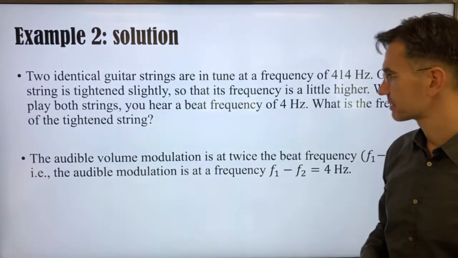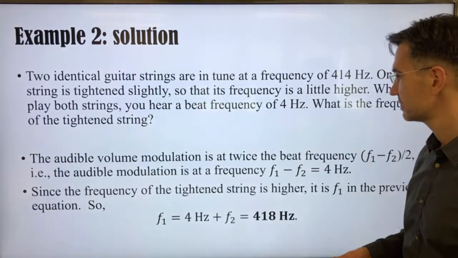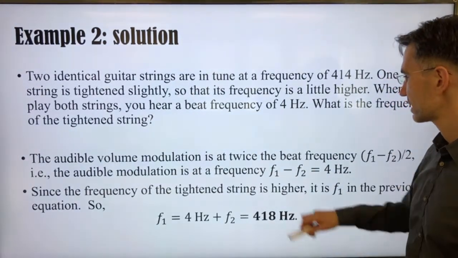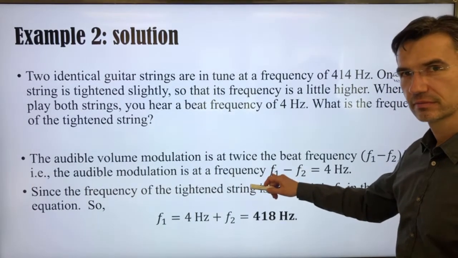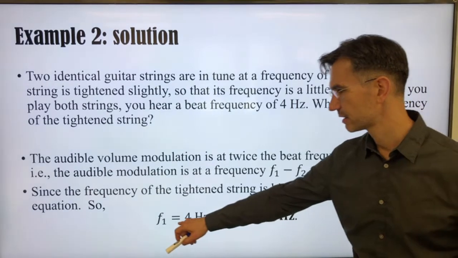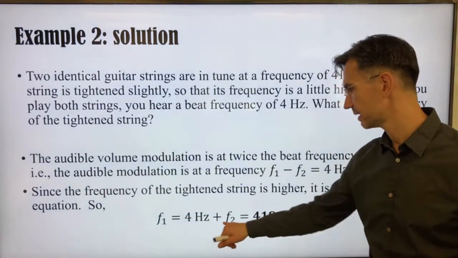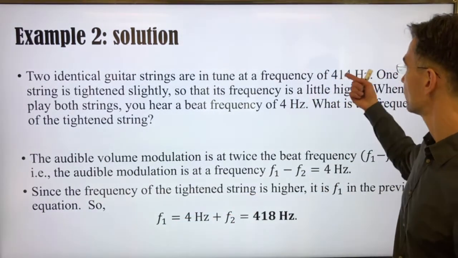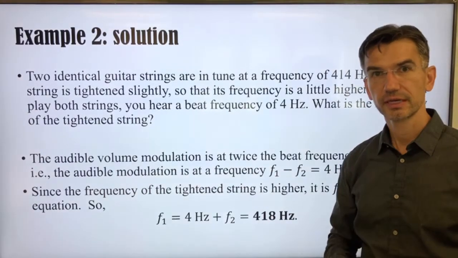Now, because the string that is tightened has a higher frequency, that's the string that will have frequency f1, and the original frequency will be f2. So then we can figure out that the frequency of the tightened string is slightly higher, and it's going to be 4 plus 414, which equals 418 hertz.